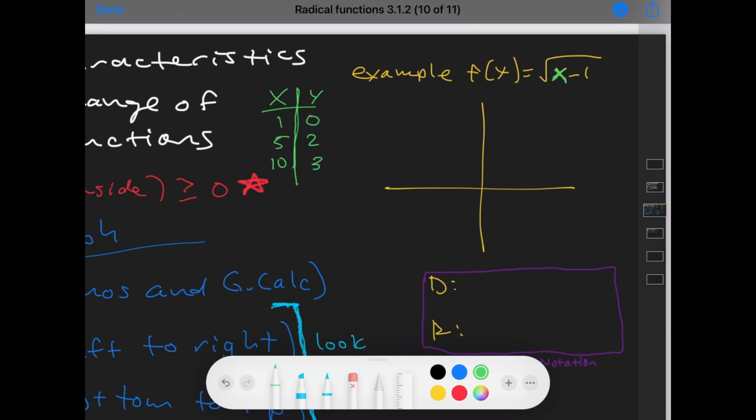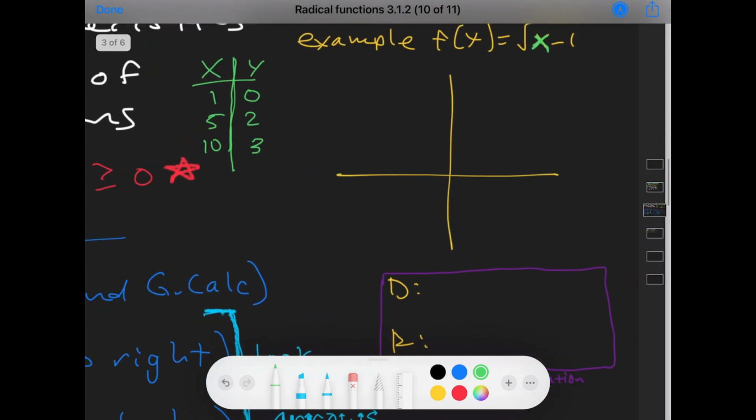So if I go ahead and graph this, here I have 1, 0, and let's say this is 5, 2, and then we'll say this one is 10, 3, and our graph's going to look like this. Now it's not a straight line, it should be kind of curved. Hopefully I kind of show that.